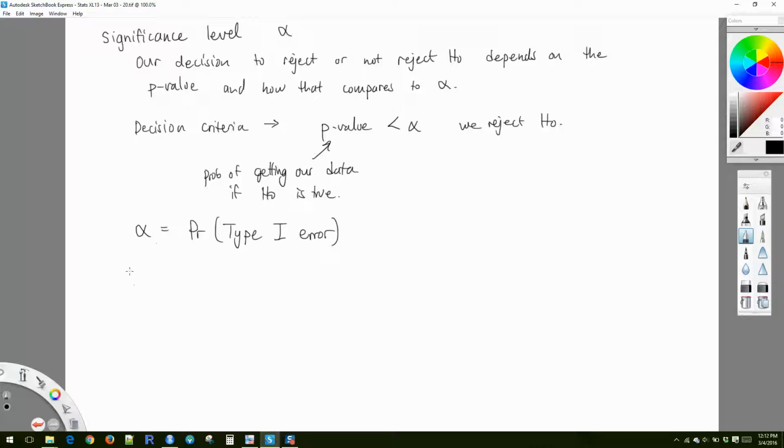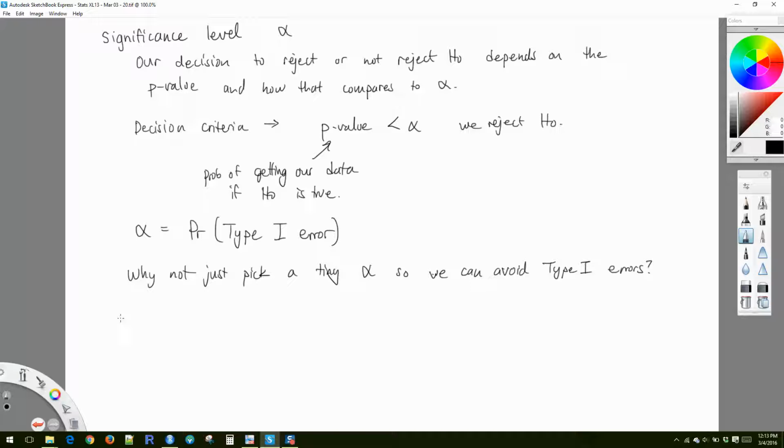Okay, so why not just pick a tiny alpha so we can avoid all type 1 errors? That is one solution to avoiding all type 1 errors. Okay. Well, what happens is now we're almost never rejecting the null hypothesis, which means we are more likely to not reject the null hypothesis when we should.